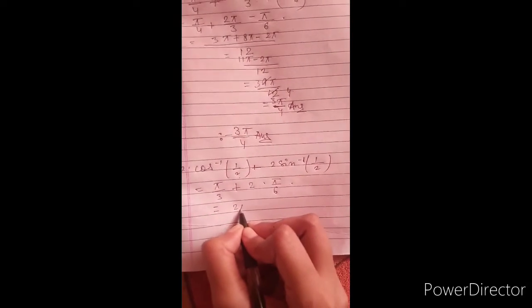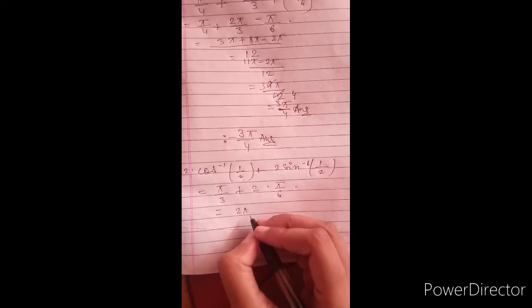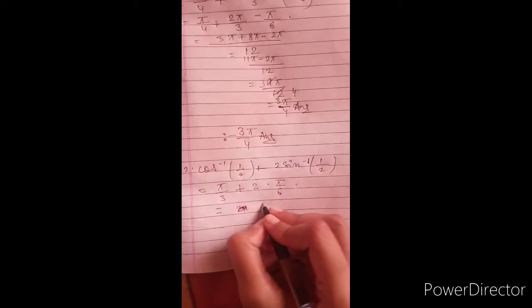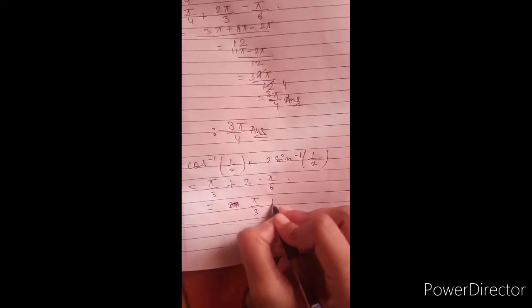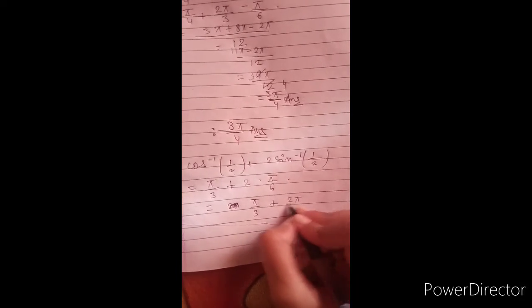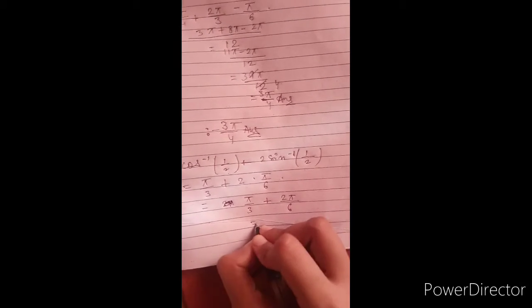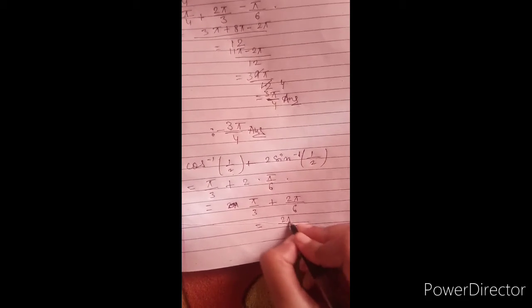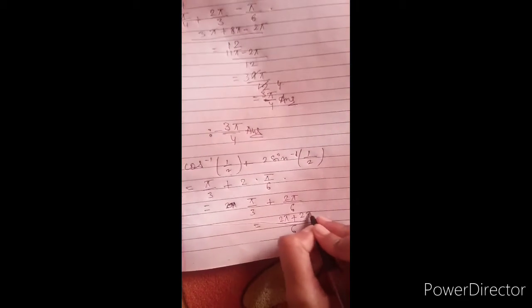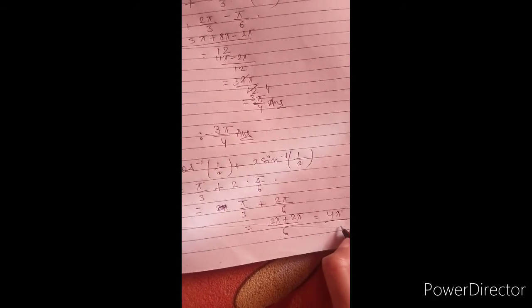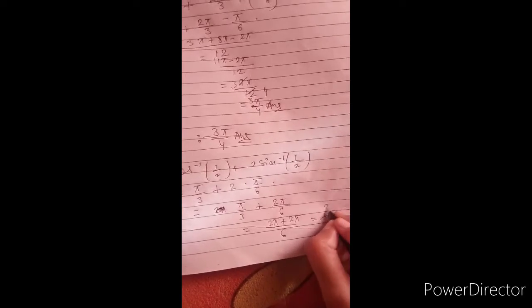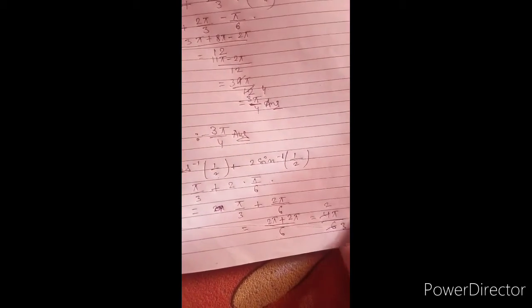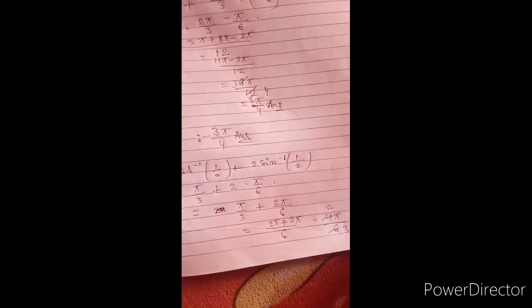The value of sin inverse 1 by 2 is pi by 6. Then here, pi by 3 plus 2 pi by 6. Let us take LCM, 6. 2 pi plus 2 pi is equal to 4 pi by 6. Here divide by 2, and here 3, which is equal to 2 pi by 3. The correct answer is 2 pi by 3.